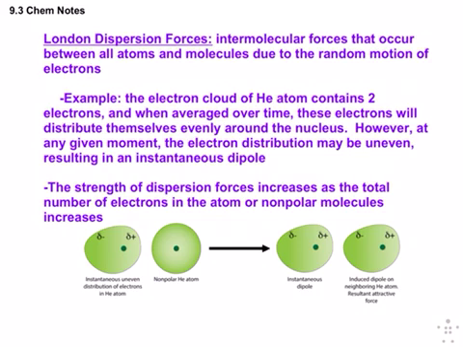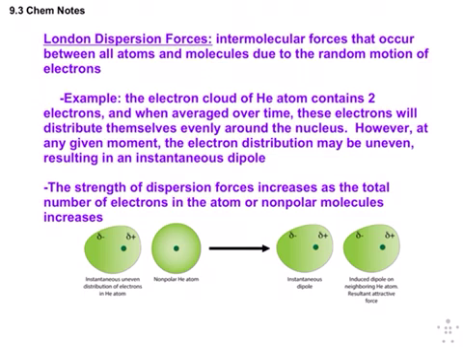London dispersion forces are intermolecular forces that occur between all atoms and molecules due to the random motion of electrons. For example, the electron cloud of the helium atom will contain 2 electrons because helium has 2 valence electrons. When averaged over time, these electrons will distribute themselves evenly around the nucleus. However, at any given moment, the electron distribution may be uneven, resulting in an instantaneous dipole, which only lasts for that instant, but it is still present.